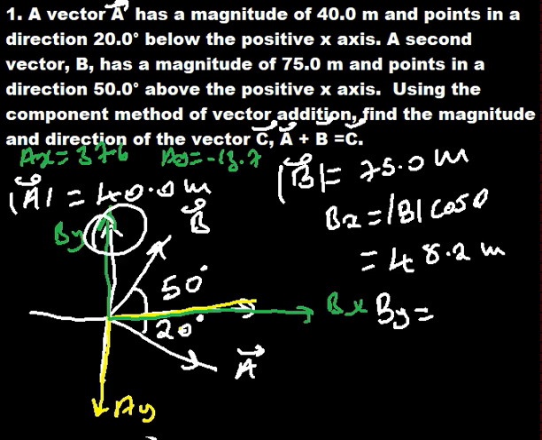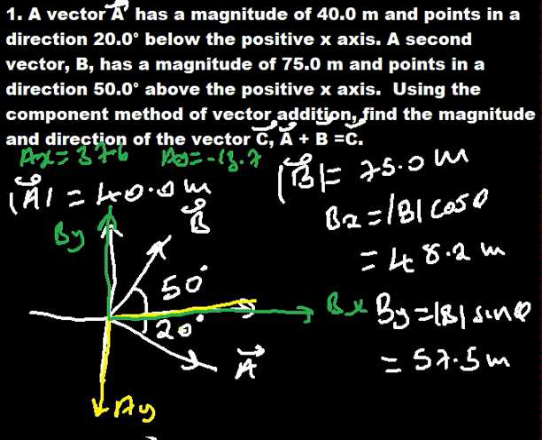And how about what we get as by? The y component is pointing up, which is the positive direction. So we have it as the magnitude of the vector b times the sine of theta, which is 50. That is 75 times sine 50. That is 57.5, so we have 57.5 meters, like that.